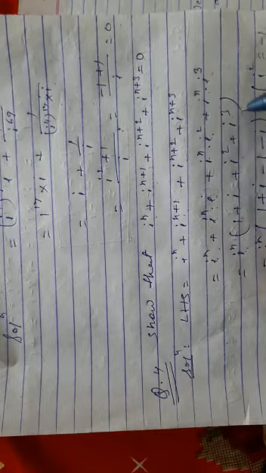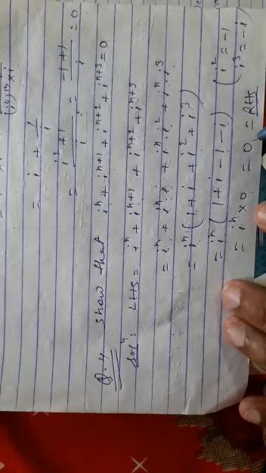Then we take a number common, i to the power n, from this expression. After taking i to the power n common, we get 1 plus i plus i square plus i cube. i to the power n, 1 is 1, i is i, i square is equal to minus 1, and i cube is equal to minus i. So this is 0. So i to the power n into 0 is equal to 0.